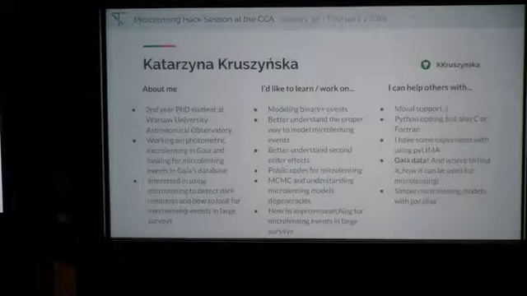Hi, I'm Katarzyna Kruszyńska. I'm a PhD student at Warsaw University Observatory. Mostly I'm working on microlensing in Gaia and how to look for it in order to find black holes. I have some experience in microlensing, but if someone wants to learn how to find Gaia data, how to use it, just ask me. I'll do my best to help you.